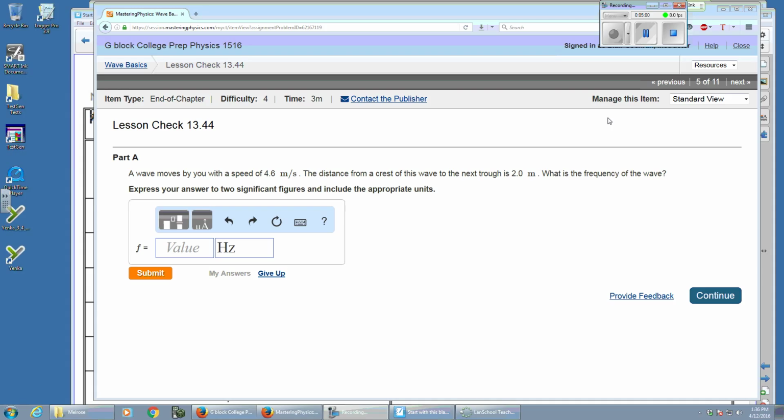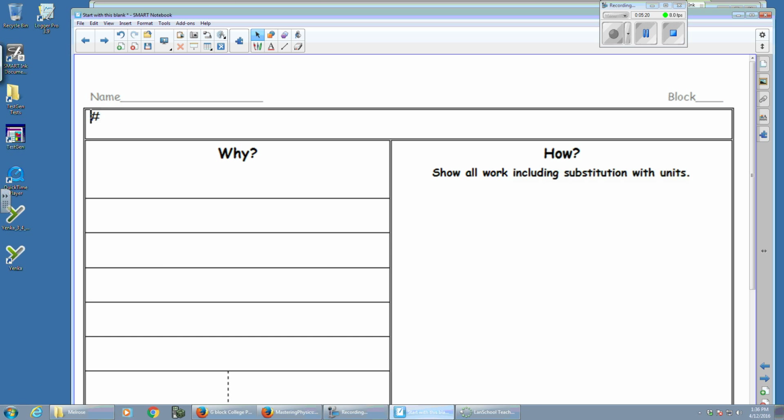All right, let's move on to problem number 5, which is 13.44. And it says a wave moves by you with this speed. The distance from a crest on this wave to the next trough is 2 meters. What's the frequency of the wave? Now, I'm going to use a diagram for my Y in this one.